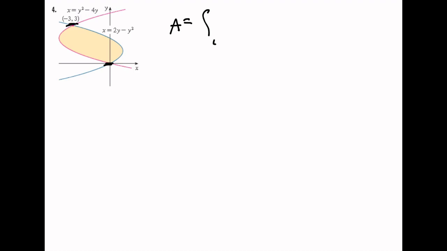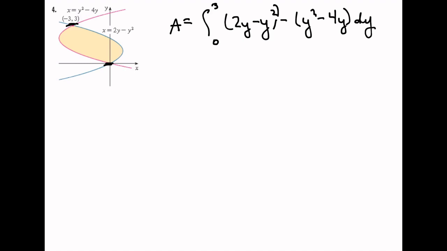So I'm going from 0 to 3. These are y bounds because I'm using y functions. Right minus, oops, I should probably put in some parentheses there. Right minus left. And that's it. Now, this is just a polynomial thing here. And be careful, that kind of looks like a cubed, but that's the squared.